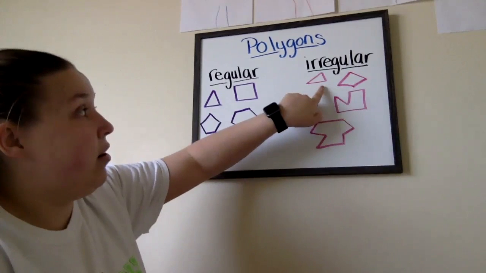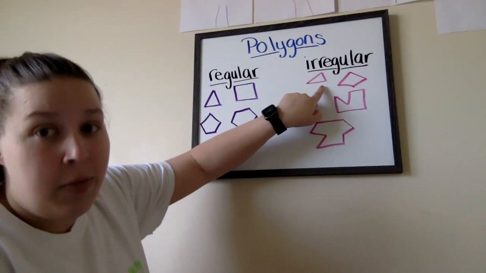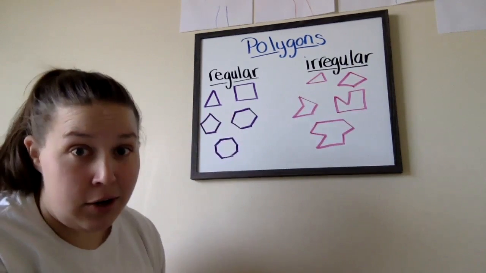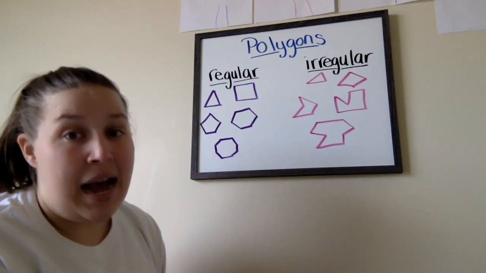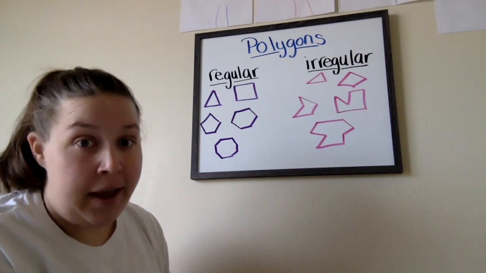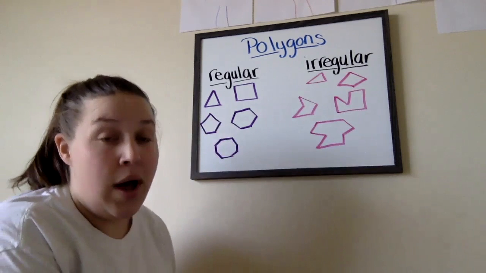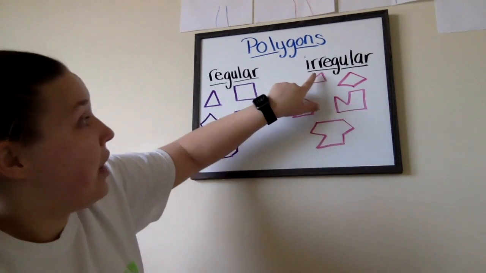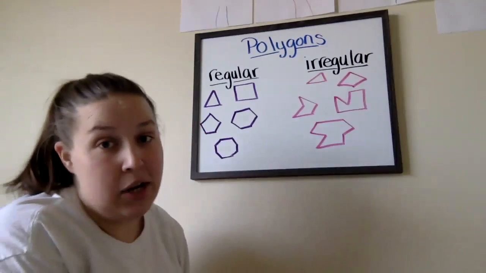But if you look over here, this is also a triangle, but this is irregular. The reason this is irregular, unlike this triangle over here that is regular, is that regular polygons have sides that are equal, or their angles are equal, okay? So all of them have equal sides, or all of them have equal angles. If you notice with my triangle, this side right here does not equal the bottom and the top. So that's what makes it irregular.